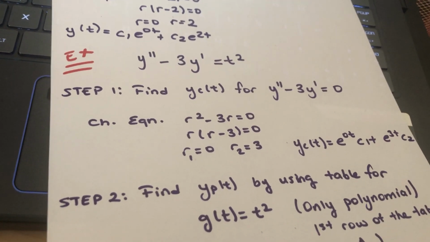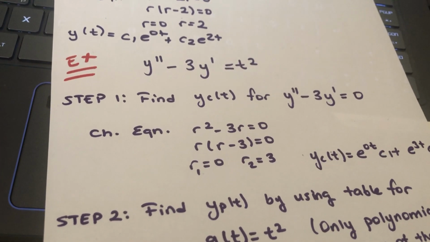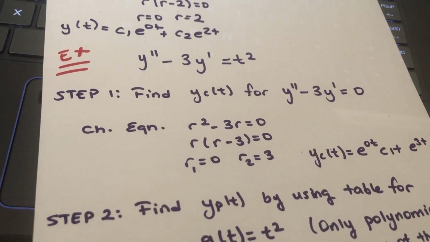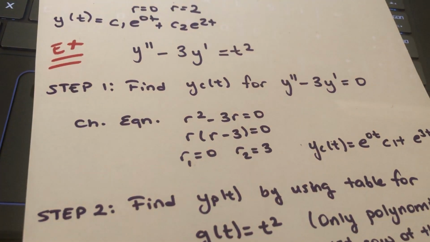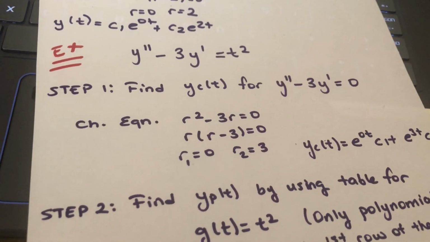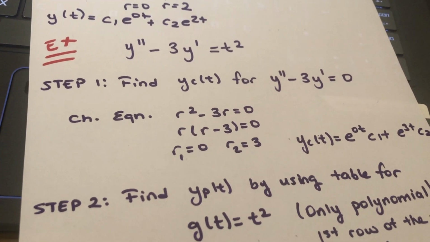So now let's make an example. Look at that. y second derivative minus 3y derivative equals t squared. So this is non-homogeneous because there's a t squared on the right hand side. So as a step 1, we are finding the complementary solution.